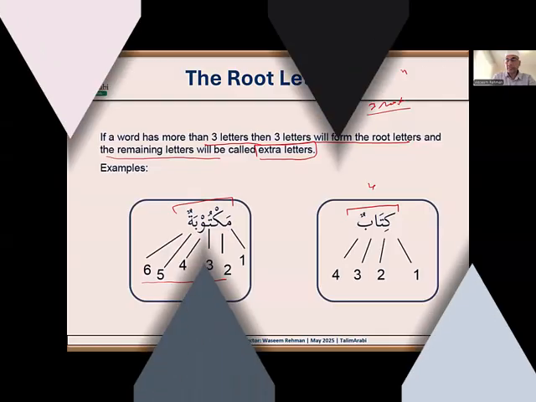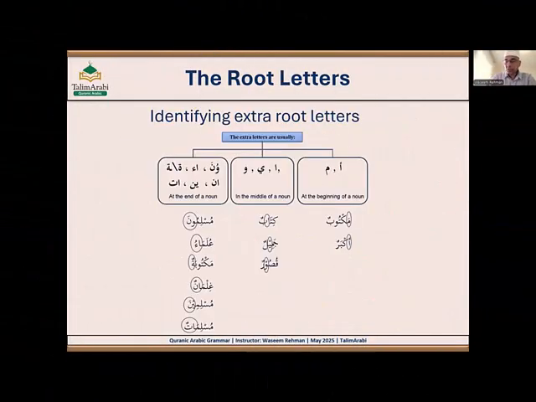Now, how to identify them? Right now we are only focusing on nouns because we haven't learned verbs. Verbs also have a different set of added letters that we'll learn when we learn verbs. But as we are learning ism or noun, these are the majority of the extra letters that normally appear. At the beginning of a noun, mostly if you see an alif or meme, those are extra. For example, maktub: meme would be an extra letter. It's not a root letter. Akbar: alif at the beginning is an extra letter. So if you see alif and meme, or hamza, I would say hamza, not alif. Sorry.